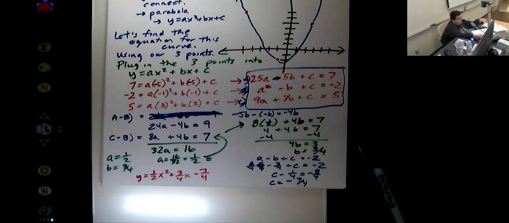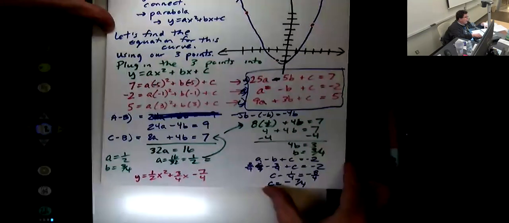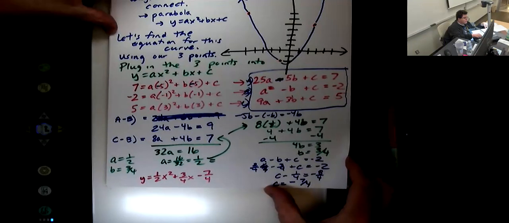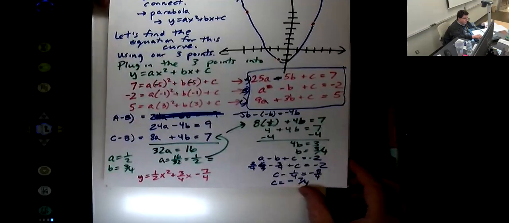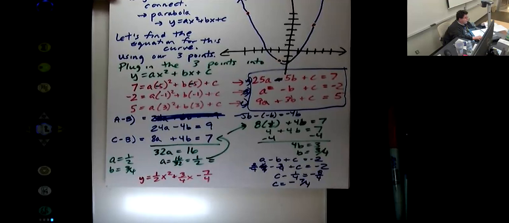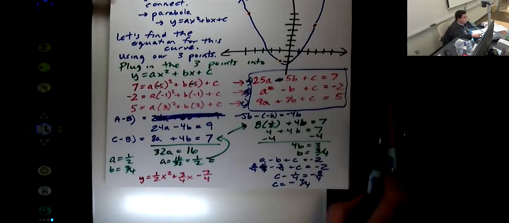All right, I want to show you guys one problem from 9.5. I don't think I'm going to test you on 9.5, but you need to see how it works. Are there any other questions on this? It's kind of neat. We found an equation that fits 3 points that were not on the line.